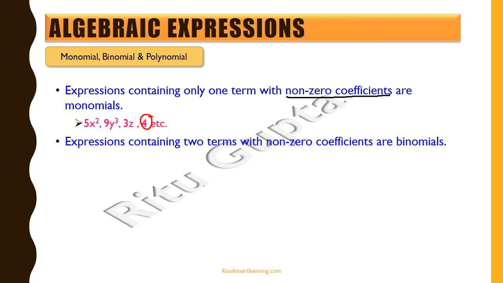Expressions containing two terms with non-zero coefficients are binomials. Again, it has to have non-zero coefficients here. Examples are 5x square plus 9y cube, 3x square minus 7z, 2x plus 6. All of them have two terms, and both the terms have non-zero coefficients. So if we take 9x square plus 0y cube, it will not be a binomial, because 0y cube is essentially 0. It is not a term. So the only term would be 9x square, and that would come under the category of monomials.